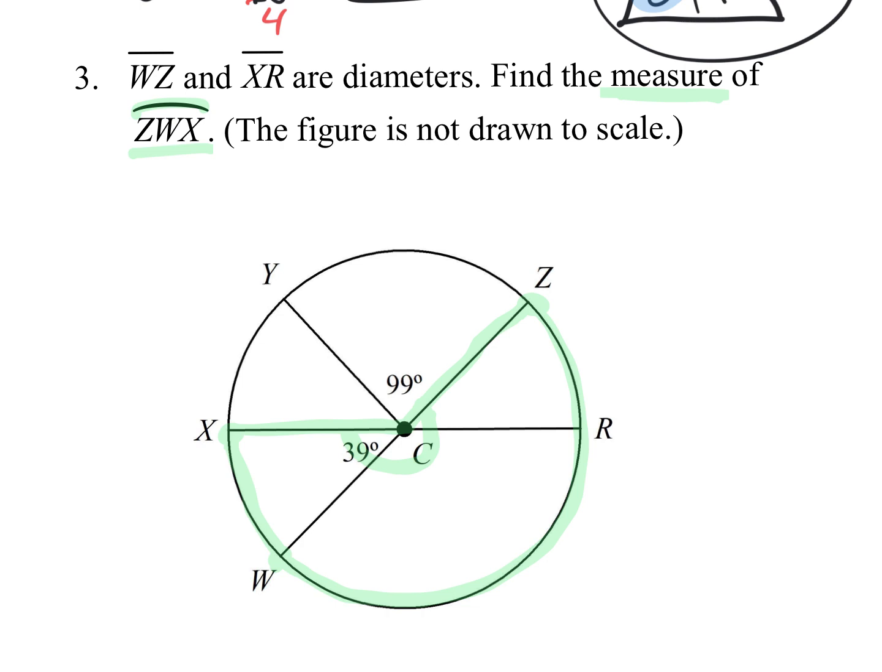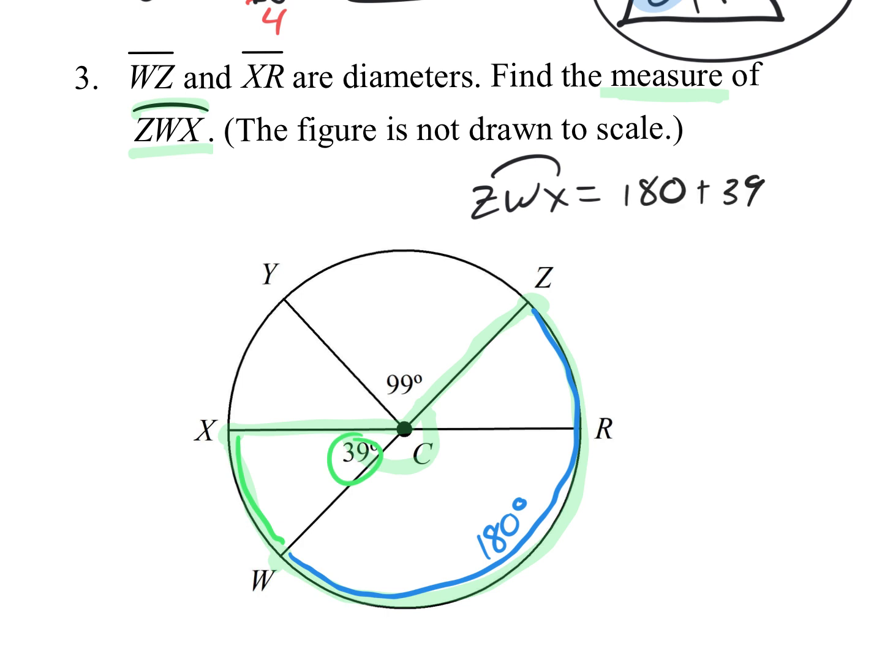Now let's think about this. If I just did this arc, that's exactly half a circle. So that's 180 degrees. Where this one is 39 degrees. So the arc that I'm looking for, ZWX, is 180 plus 39. So that's 219 degrees. That's all you're doing there.